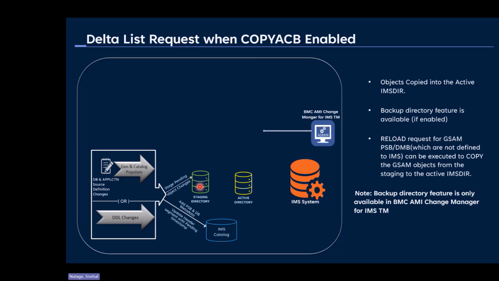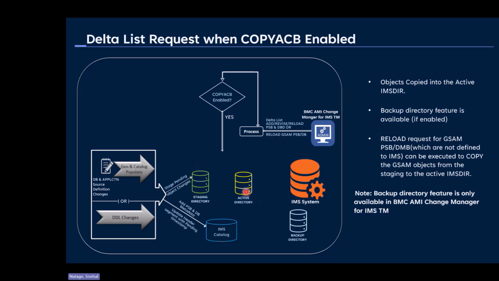Now, when we execute a delta list add, revise, or reload request for the PSB or DMB, or if it's a reload for a GSAM database and the PSB, what delta does is first verify if the copy ACB is enabled. If it's enabled, then it verifies if any objects which are part of this delta list request are present in the staging directory. If they are present in the staging directory, they need to be moved to the active directory.